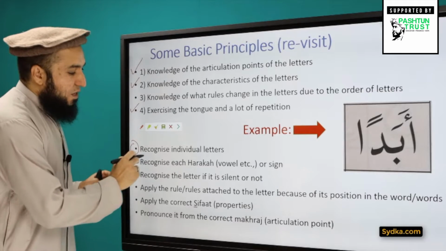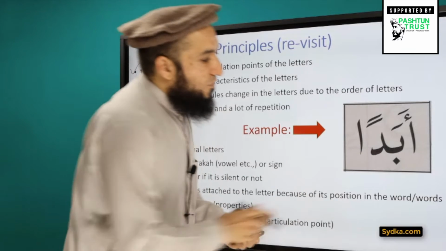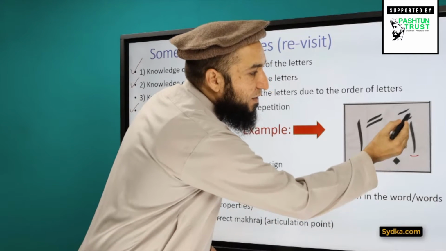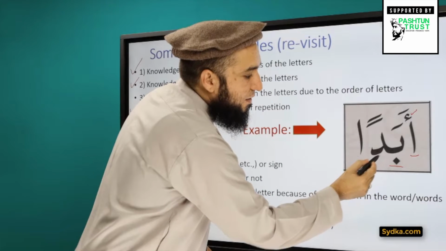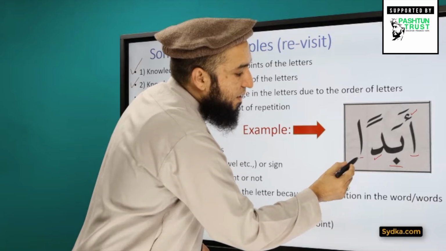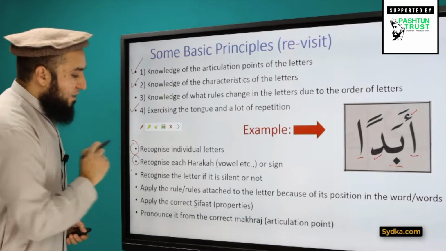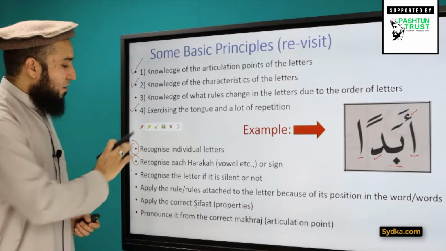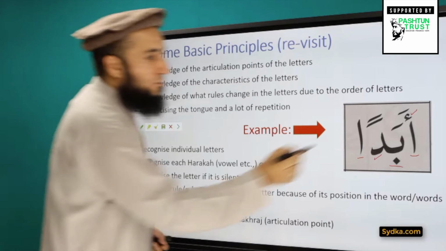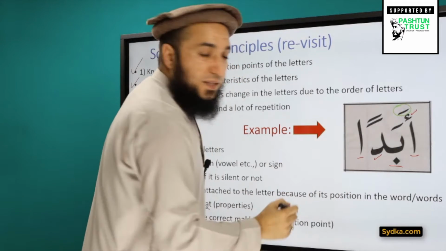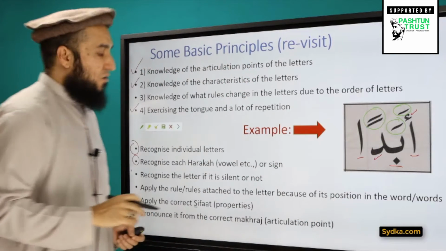The first step is recognizing individual letters. If we go to here, the first one is alif, second one is hamza, third one is ba, next one is dal, and the final one is alif. So we recognized individual letters, step 1. In step 2, we recognize the harakat that are used. The signs would be here: fatha, fatha, fathatain.